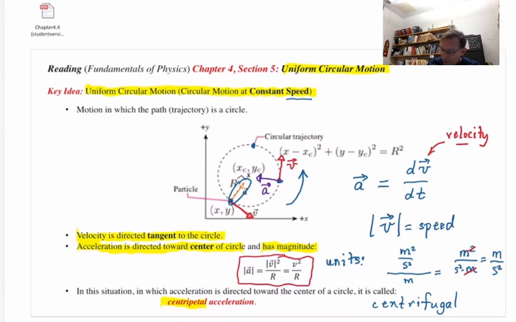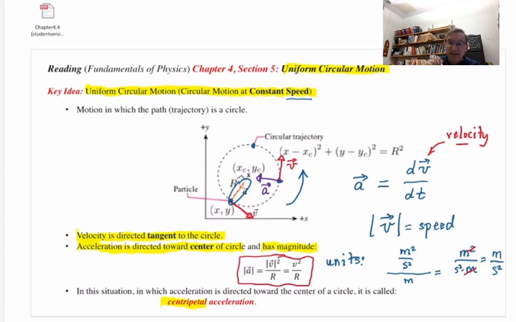I want you to, for this class, scratch that word from your brain. Please never use it. We are not going to use it. Please note that this acceleration points towards the center, not away. Okay? All right, I'm going to scratch that word completely.